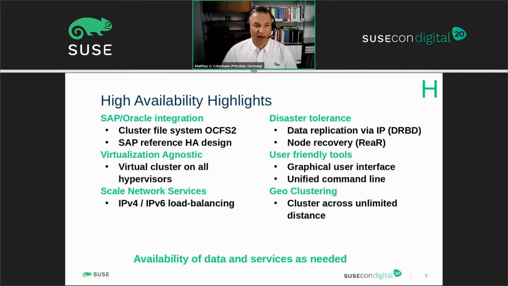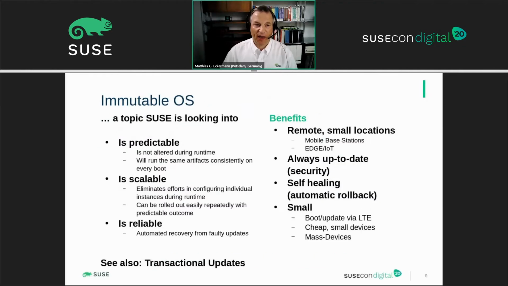Going away from a cluster setup such as high availability, let's go to a new approach SUSE is looking into also in the context of edge. There is a theory or an approach called Immutable OS. An Immutable OS is an operating system that is predictable. It is not altered during runtime. It will consistently run what you suppose and assume it to run when it boots.